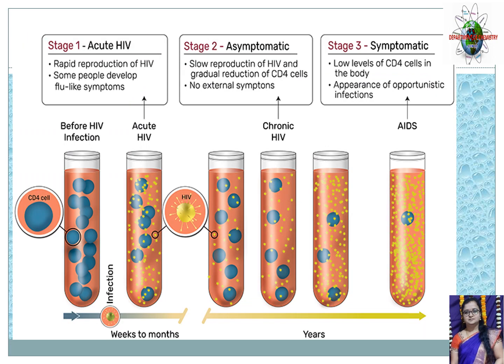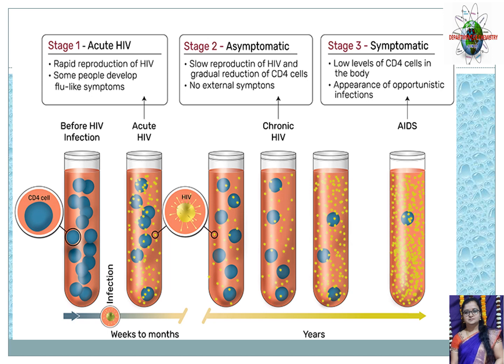Here it shows how the infection occurs. Stage 1, acute HIV, rapid reproduction of HIV. Some people develop flu-like symptoms. Here in the acute phase, you can see that before HIV infection, these are the CD4 cells. And coming to the acute HIV infection, these CD4 cells are surrounded by this HIV virus.